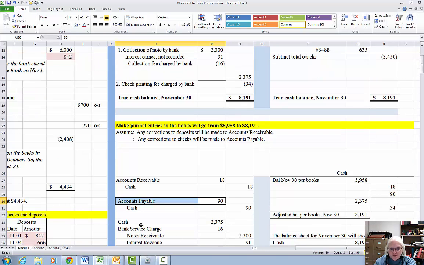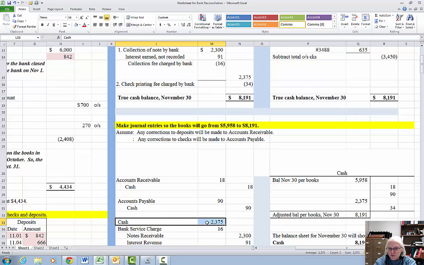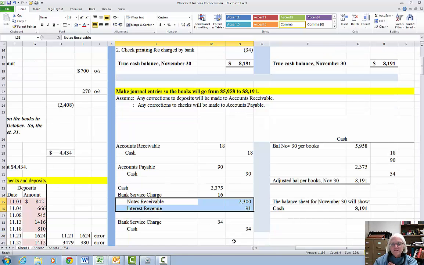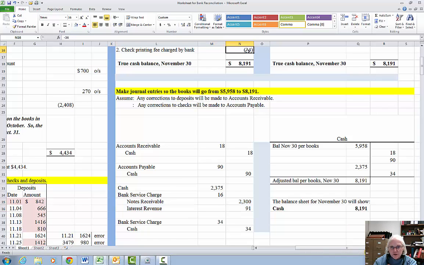To collect the note, I'm going to show cash for the $23.75. We're going to debit a bank service charge for the $16. I'm going to credit notes receivable for the principal of $2,300, and I'm going to record interest revenue as a credit for $91. And the final adjusting entry is to take the $34 out of cash with a credit to cash, and it represents fees for printing checks, so I'm going to debit bank service charge for $34.